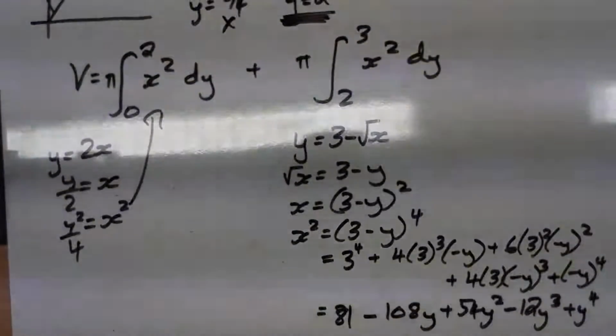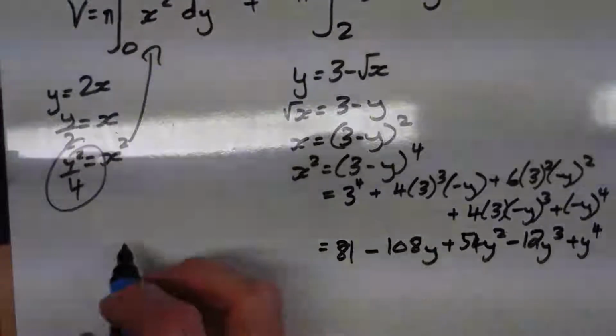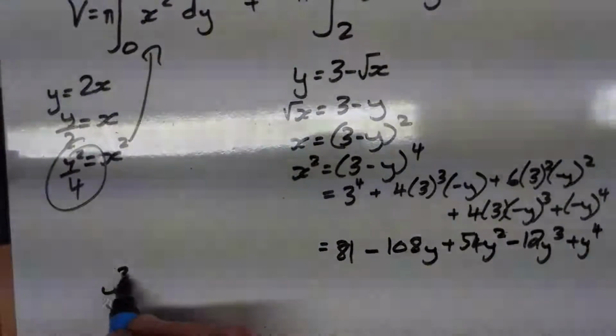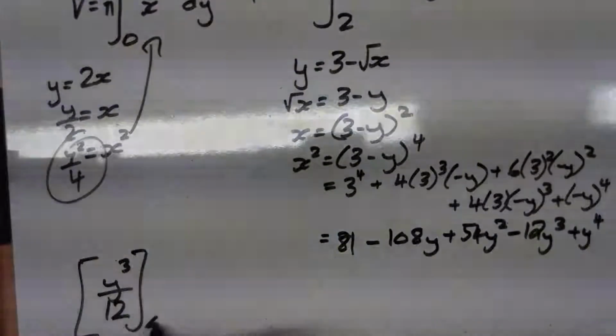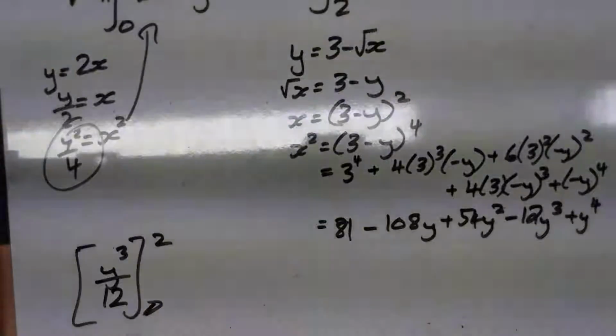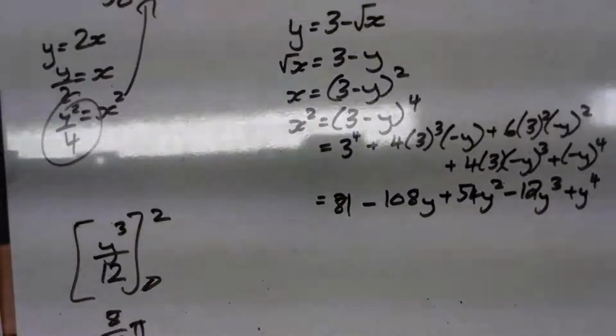Right, we've lost what we were doing. What we were doing is integrating y squared over 4. That one goes to y cubed over 12, and we're putting in the values 0 and 2 into that, so that just makes 8/12 pi for that bit.